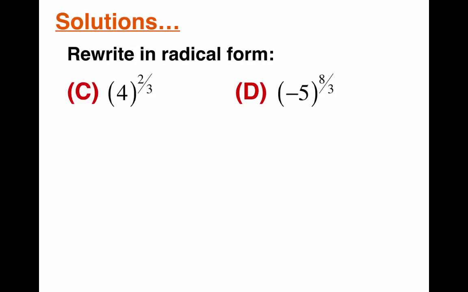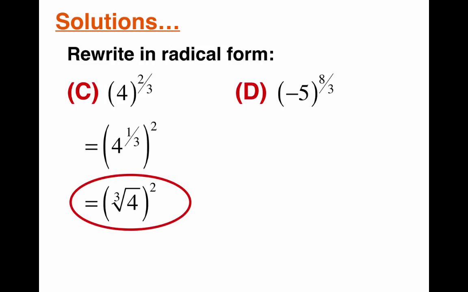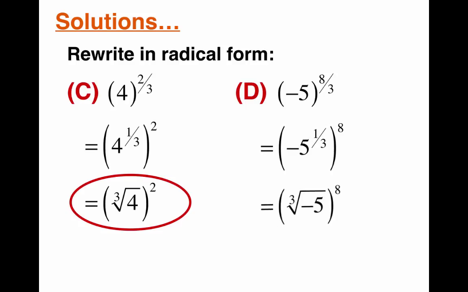And then let's do letters C and D, which was rewrite in radical form. So we're putting it back into square roots. So 4 to the 2/3, I'm going to pull that apart and make it 4 to the 1/3 squared. That's the 3rd root of 4 squared. That's my rewritten answer. For letter D, -5 to the 8/3. That's -5 to the 1/3 to the 8th power. So it's the 3rd root of -5 to the 8th power.